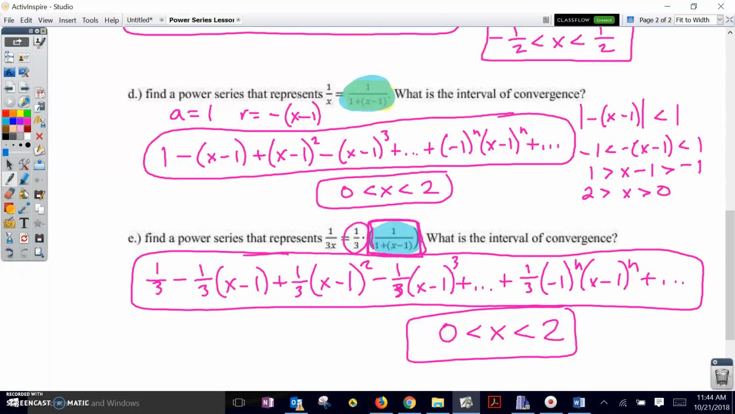Okay, so hopefully you guys can do a few of these and really get it under your belt, the idea of how we build these series based off of either substitution or multiplication, or even going back and using the geometric series formula to come up with that.